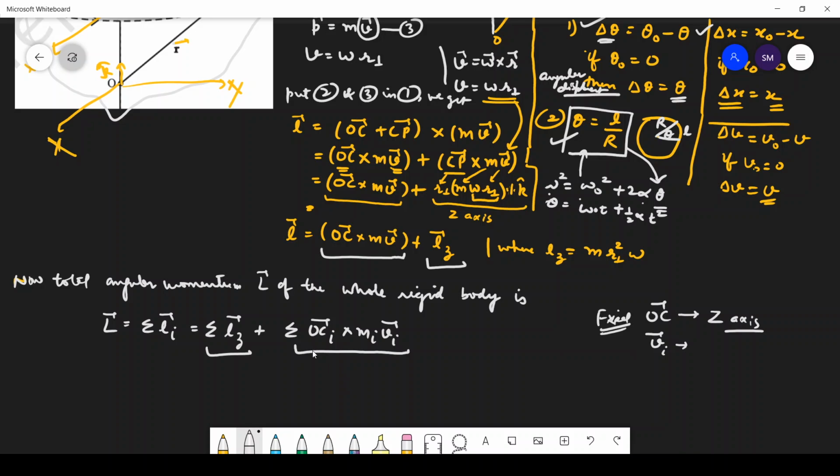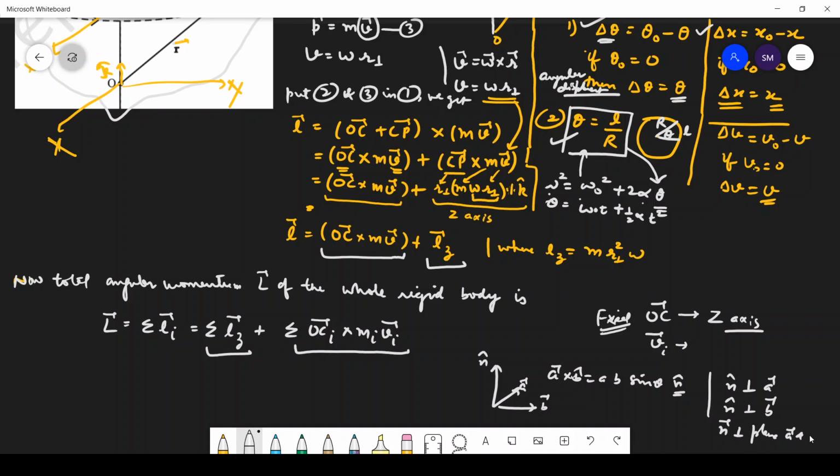So now the point here is that our cross product, like I was writing A cross B, is AB sine theta into n cap. So students, this n cap direction is perpendicular to vector A, this direction is perpendicular to vector B, and this direction is perpendicular to the plane containing A and B. So understand these three points.